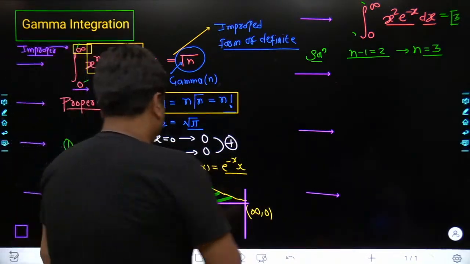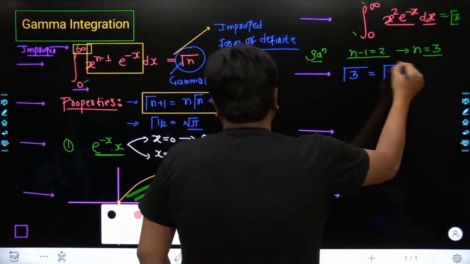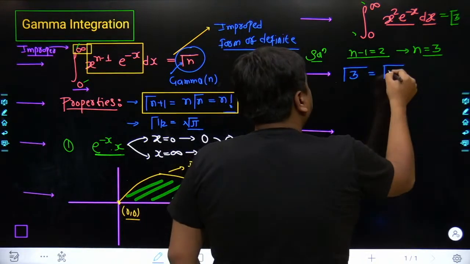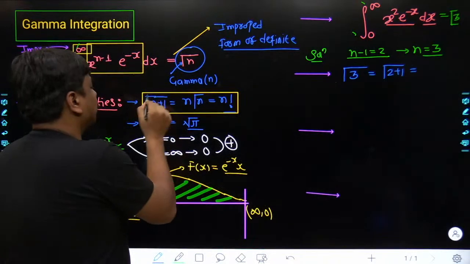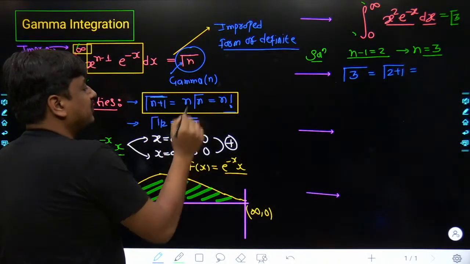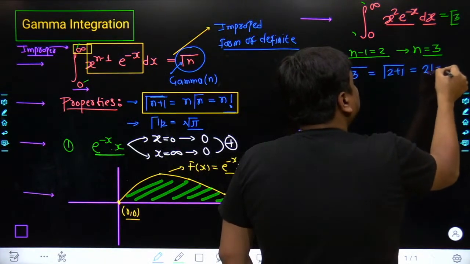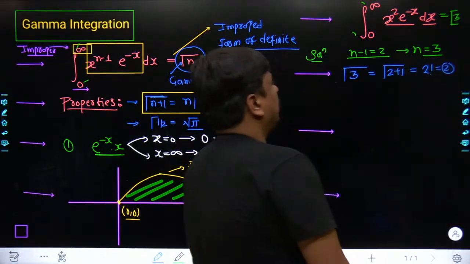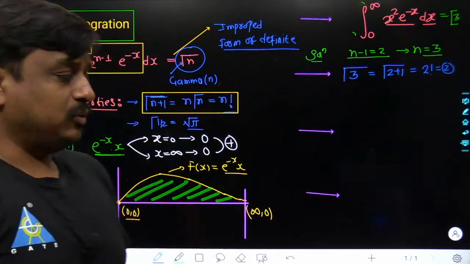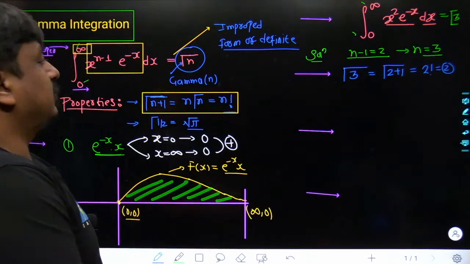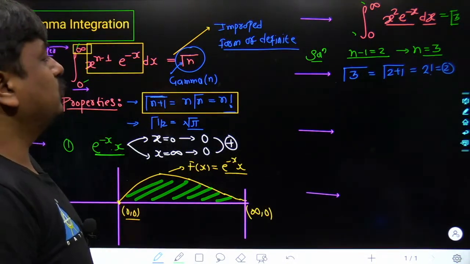See how gamma of 3 could have been written. Gamma of 3 could have been written as gamma of 2 plus 1. Deliberately I wrote it in this form, because gamma of n plus 1 is being written as n gamma n. What does that mean? It is simply going to be 2 factorial, and the result is 2. I don't think any student would have any sort of doubt now. So obviously gamma of 3 would stand for 2 factorial, the result would be 2.